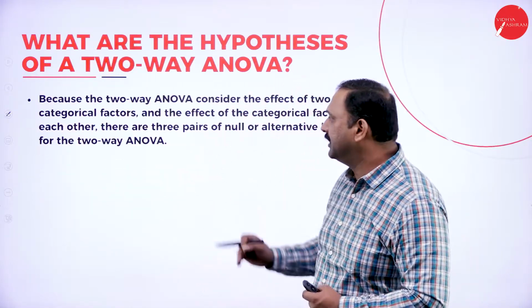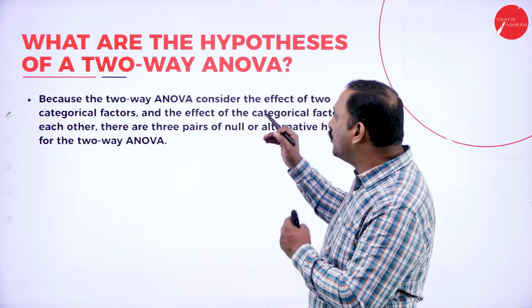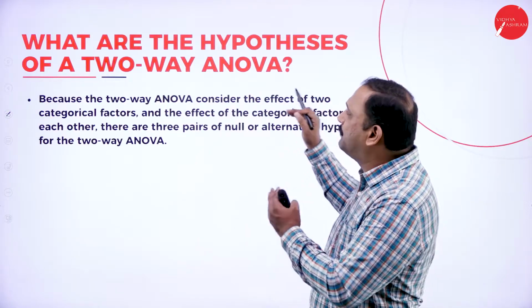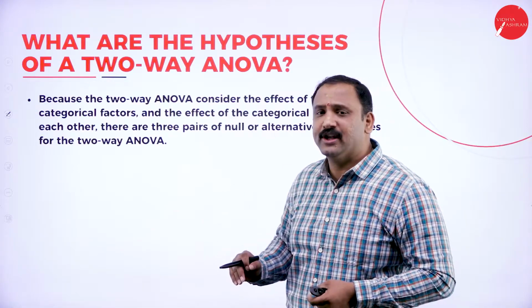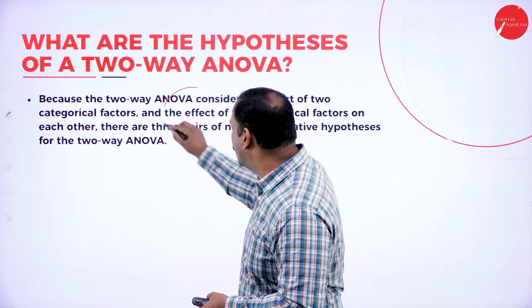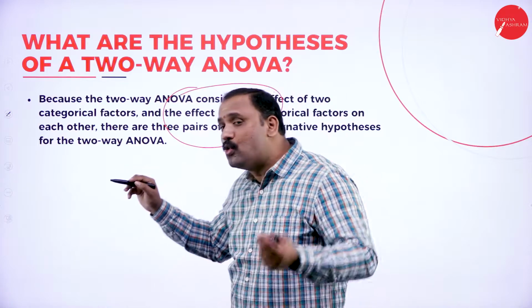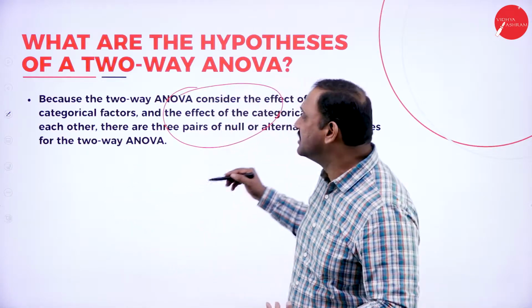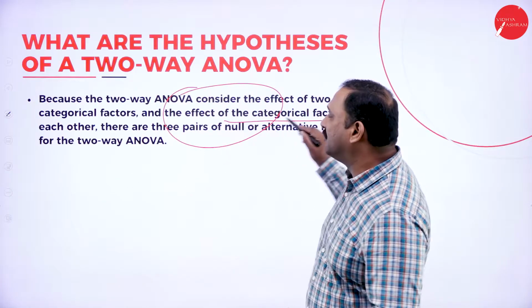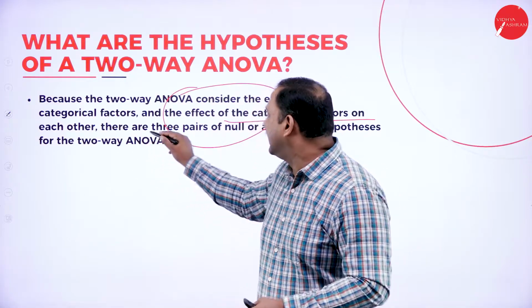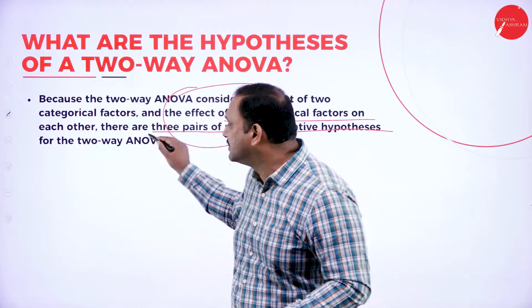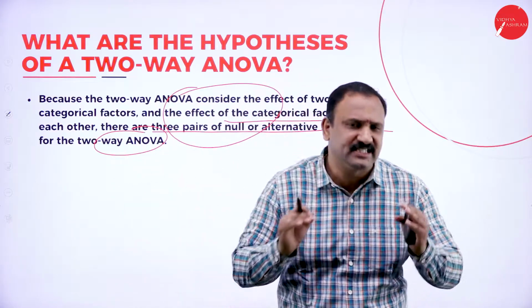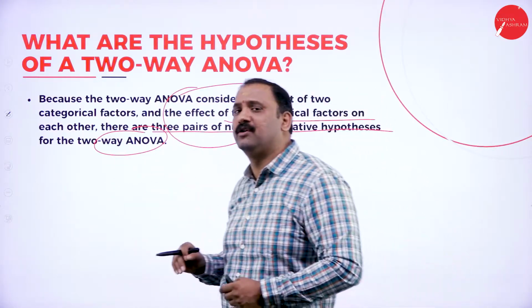Now, moving further, to the two-way ANOVA. What are the hypotheses that are going to be considered for the two-way ANOVA? The two-way ANOVA considers the effect of 2 categorical factors, and the effect of the categorical factors on each other. There are 3 pairs of null and alternative hypotheses for the two-way ANOVA. So this is very, very interesting for all of us to do.